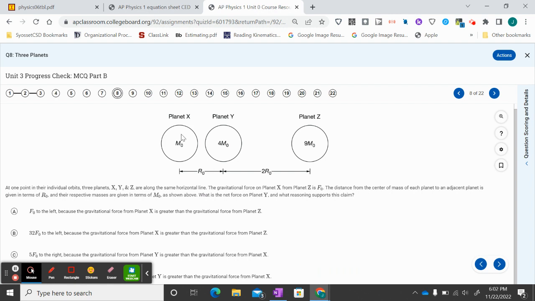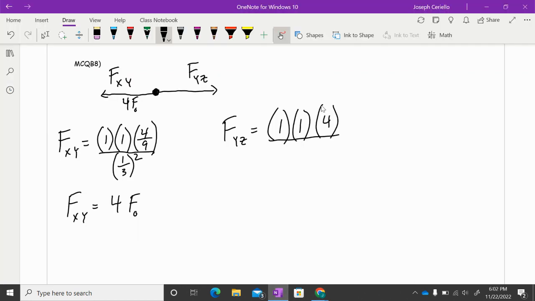How's the distance changing? Well, the original case, m naught to 9 m naught, is a distance of 3r. From Y to Z, it's only 2r, so it's 2/3. And don't forget to square that. So let's see how this works out. F_YZ equals 4 over 4/9. So this comes out to be 9 F naught.